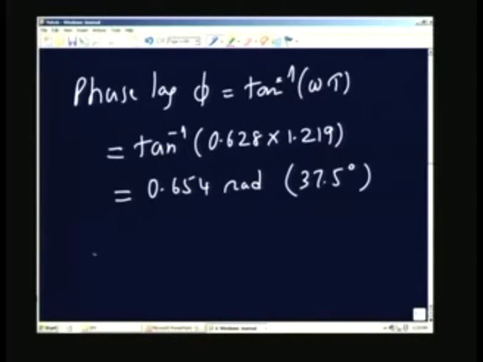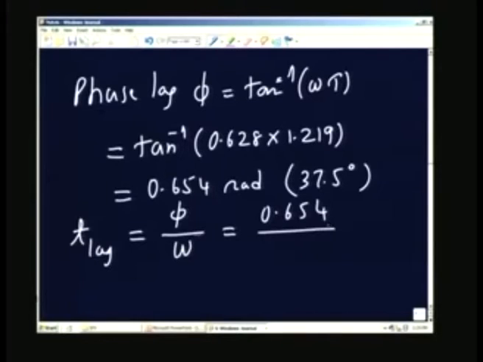And as I indicated earlier, the time lag is nothing but phase lag divided by omega. So, that will be 0.654, and you should remember that we have to use the phase lag in radians, not in degrees, for the calculation of the lag in time. This will be divided by 0.628, and this will give you about 1.04 second.